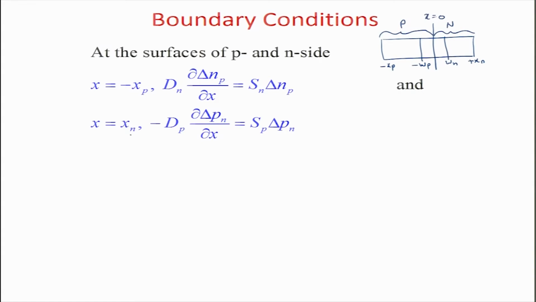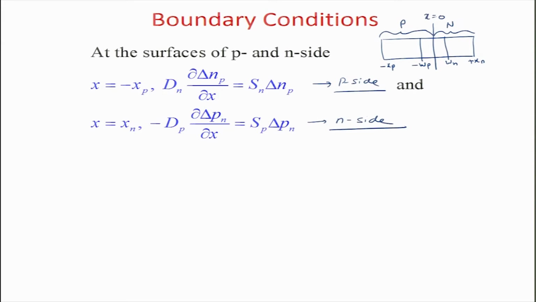On the other side, at x is equal to xn, you have the other condition, that is minus Dp del of delta Pn by del x is equal to Sp into delta Pn. So, this is for the P side and this is for the N side. So, the first boundary condition is that the diffusion term is equal to the surface recombination rate on the surface.